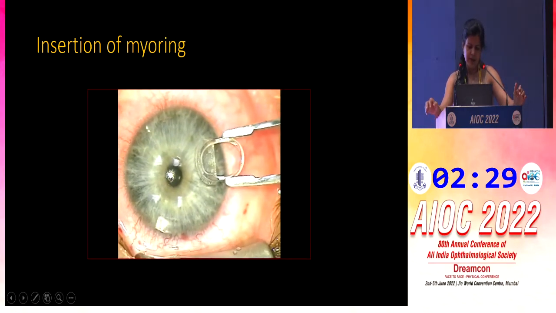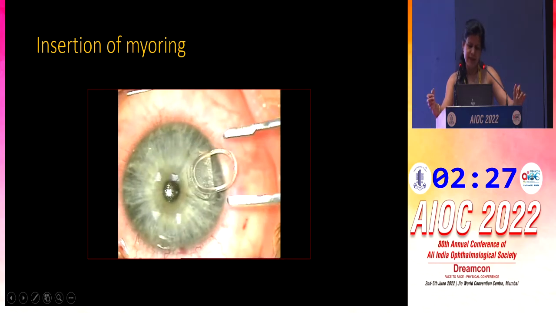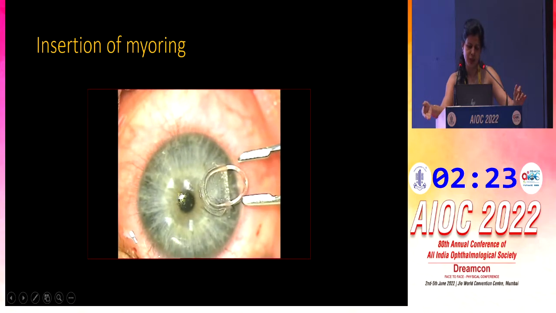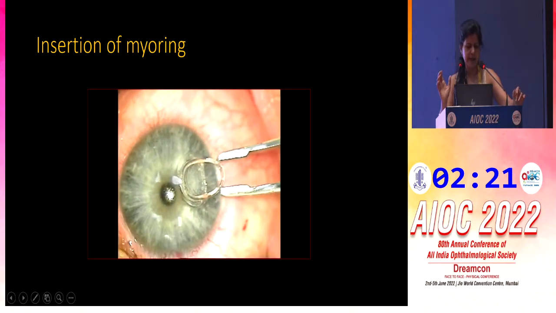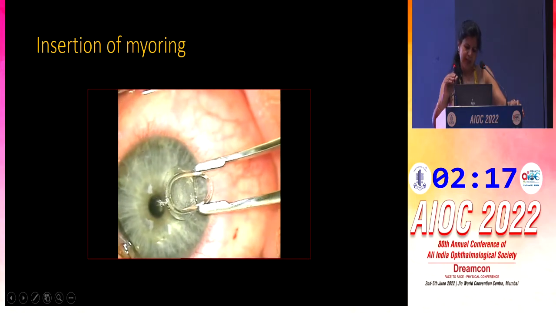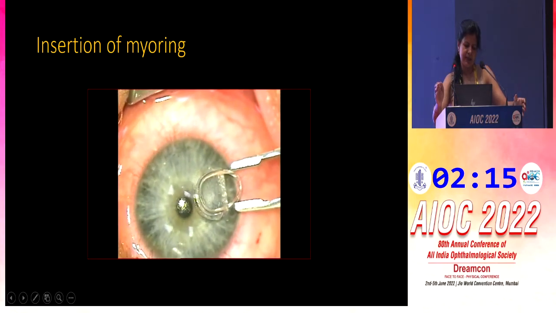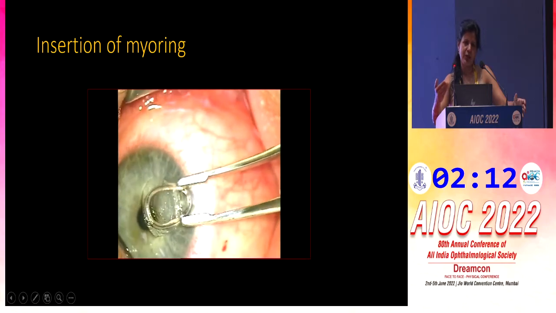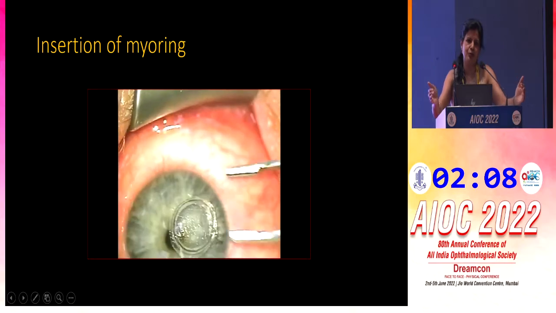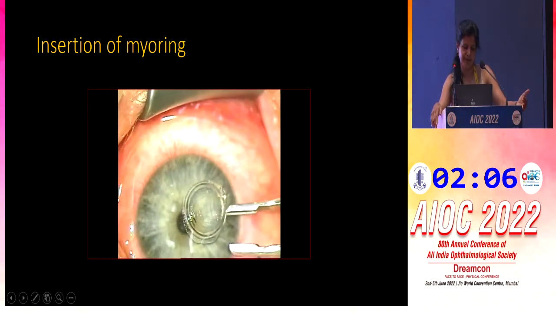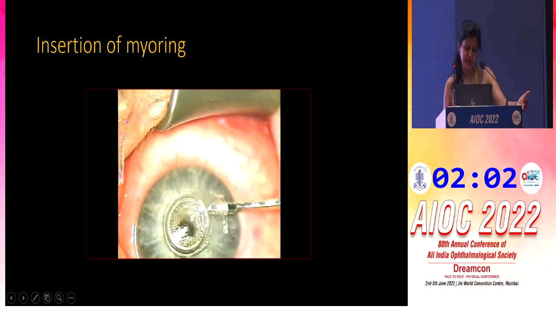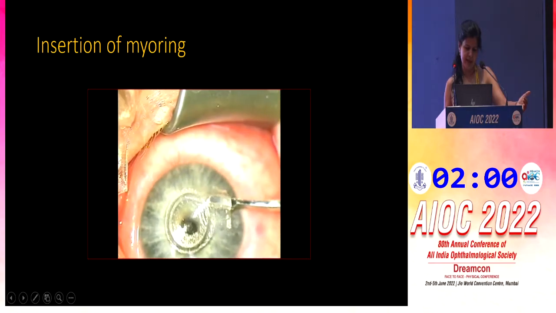And now here, this is a myo ring, and this is passed into a lamellar section, like you saw the passage of the lenticule, and that goes into the interface, and it sits centering on the pupil. So it produces a uniform addition of tissue to the entire periphery of the cornea. There you can see that it's centered.